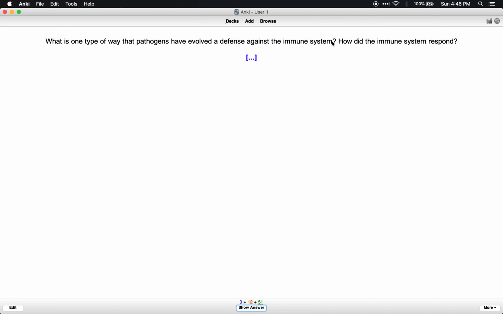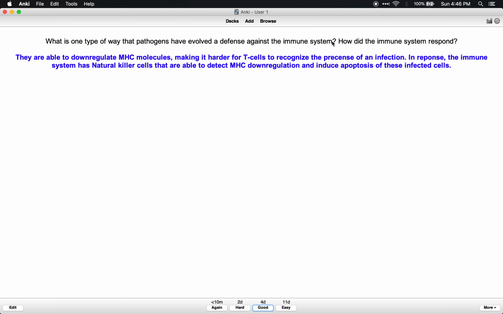What is one way that pathogens have evolved? Pathogens can inhibit the expression of MHC molecules as a way of defending against the immune system. The immune system responds with natural killer cells that detect the decrease in MHC expression and launch apoptosis on those cells.